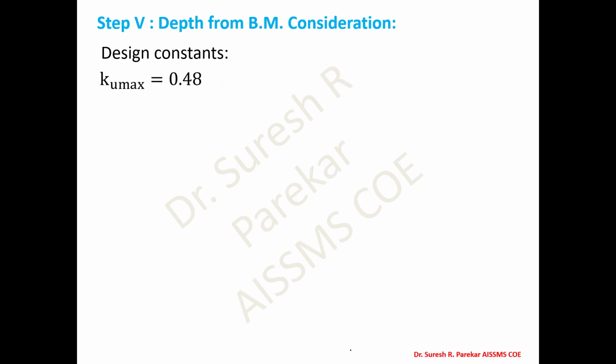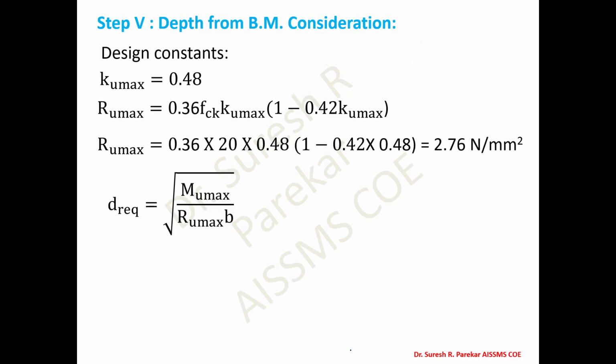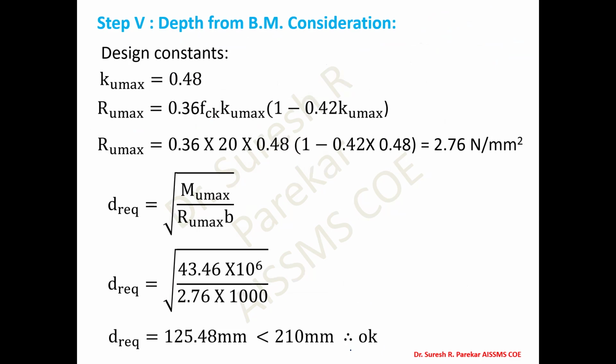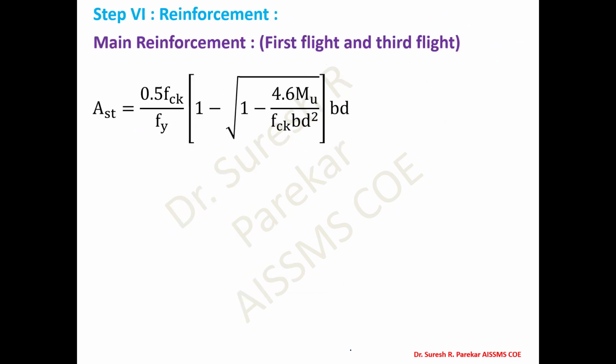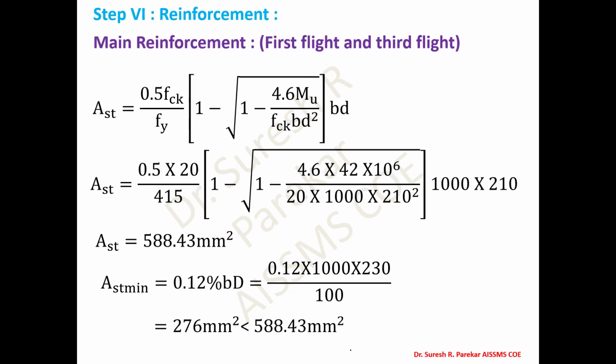Maximum we have to consider when we go for next step, depth from bending moment consideration. We have M20, FE415. Ru max we will get 2.76, D required 125.48, less than 210 mm. Okay. Same we have reinforcement formula. I will not explain this. You can calculate this and you will get required value 588.43. We have calculated Ast minimum. While calculating Ast minimum, we have to consider value that is capital D.